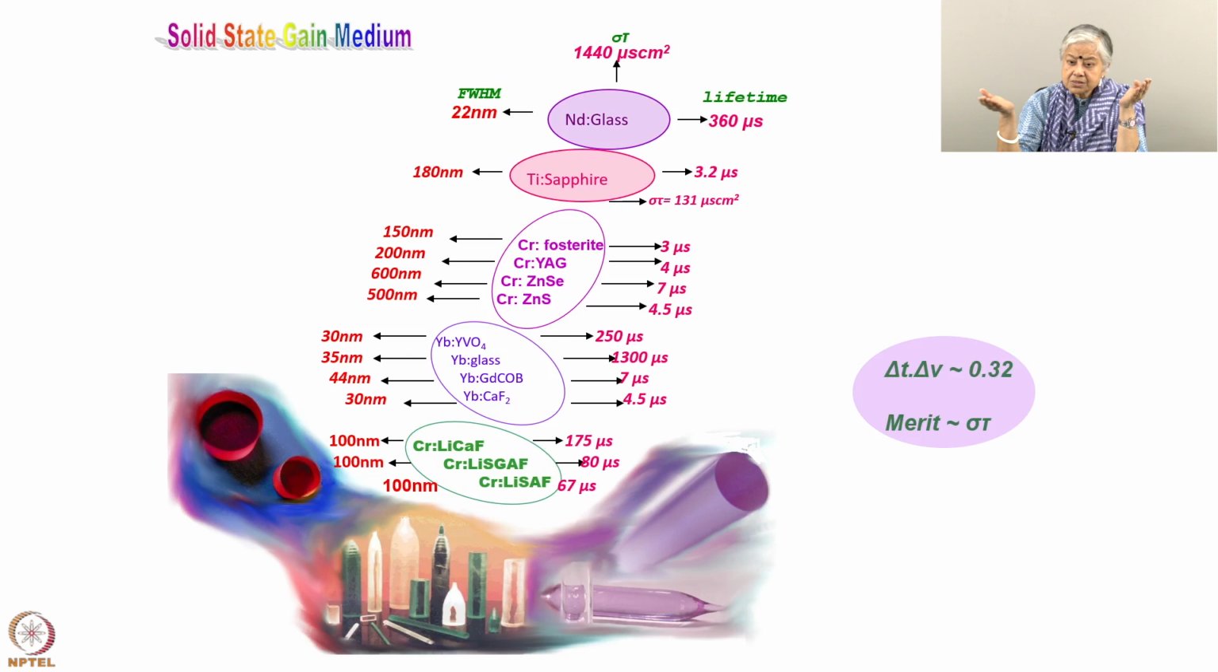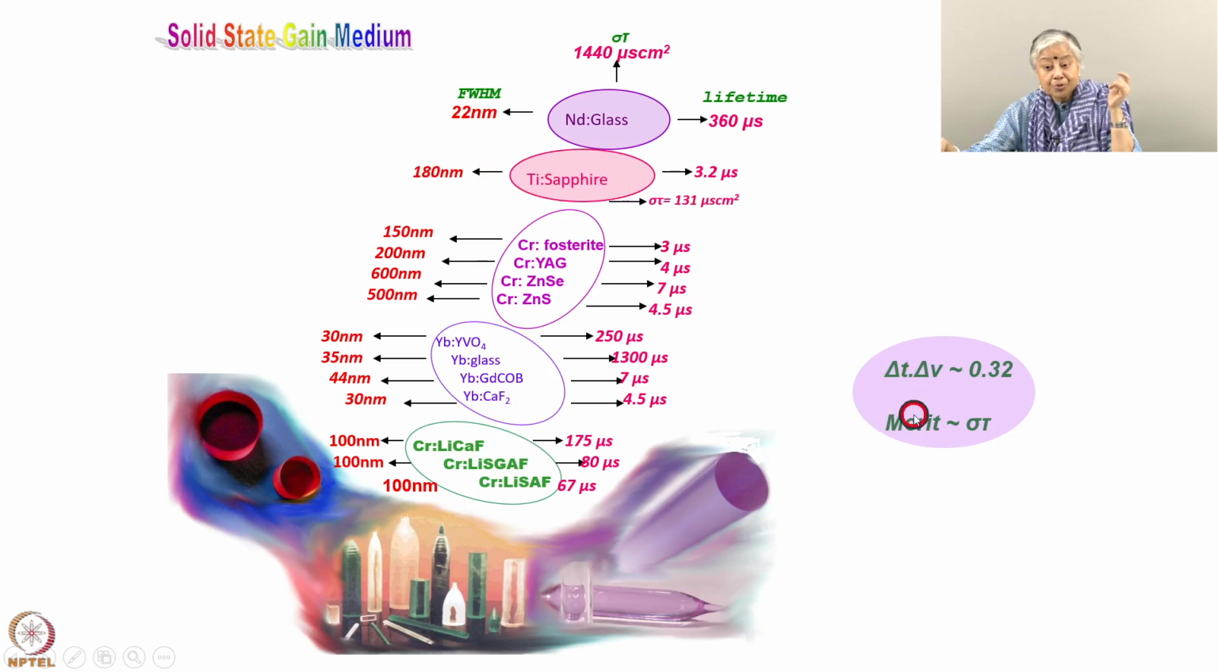For a Gaussian pulse, it is somewhere around 0.4. For a secant pulse, it is close to 0.32, a sech square pulse. It's called a secant pulse. So there is a slight variation from 1 there. So here it is very obvious: your delta T will be short if your delta nu is very large. Okay. Delta T is short, delta nu is large. So we keep looking for lasers with large bandwidth.